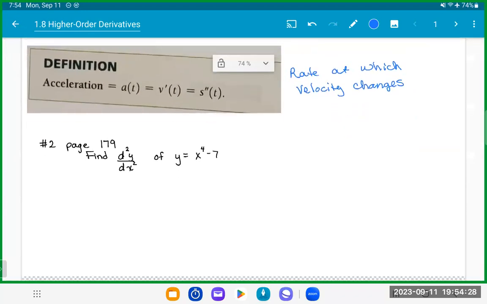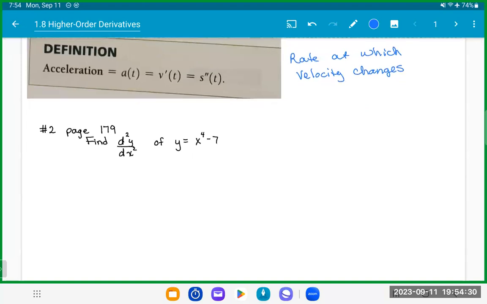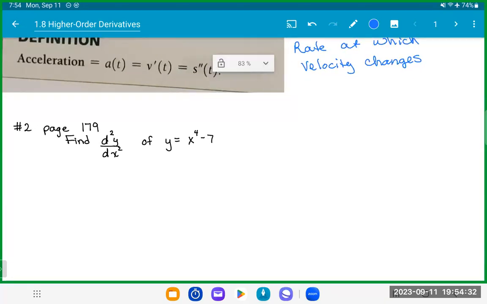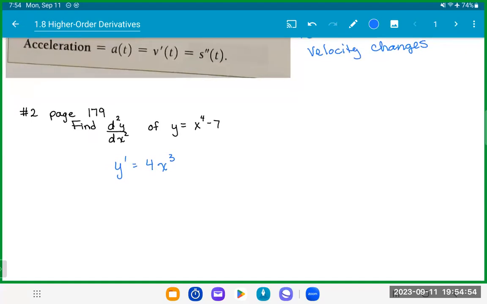So let's look at a couple of examples. This first one here is looking at taking the second derivative of x to the 4 minus 7. Okay, so you have to take the first derivative, right? So y prime, the first derivative gives me 4x cubed, right? So if I want to know what the second derivative is I really just take the derivative of the derivative.